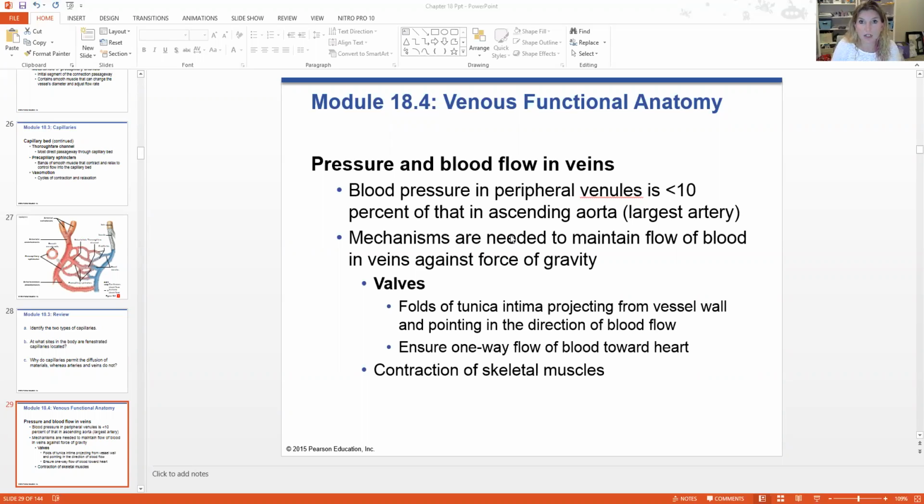So if you think of, maybe this, is there a picture? I think there's a picture on the next slide.